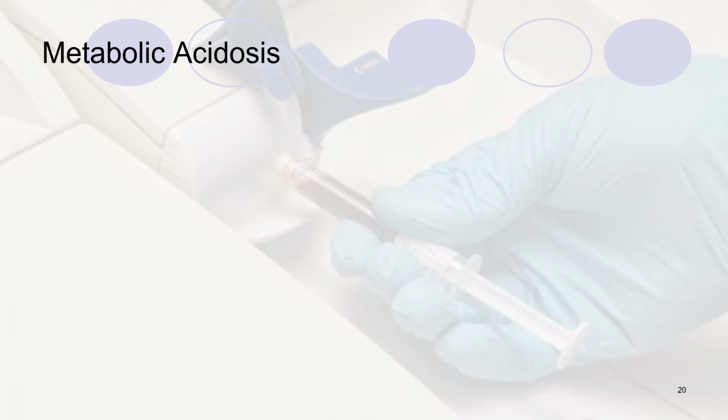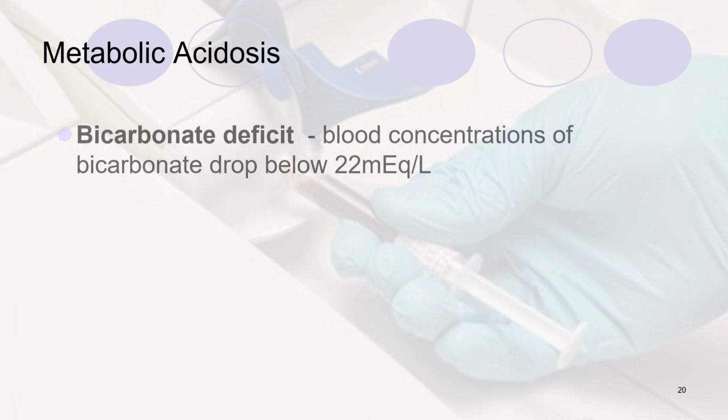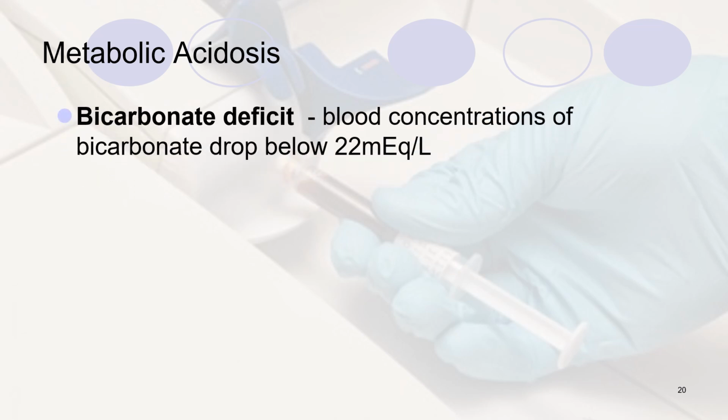Next is metabolic acidosis. In metabolic acidosis, there is a bicarbonate deficit. Blood concentration of bicarbonate drops below 22 milliequivalent per liter. As we all know, the normal bicarbonate level is 22 to 26 milliequivalent per liter. So in metabolic acidosis the change comes in the bicarbonate level. When it drops below 22 milliequivalent per liter, we call it metabolic acidosis.